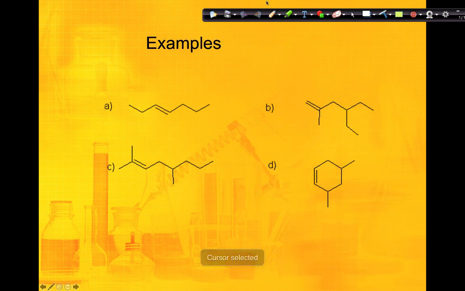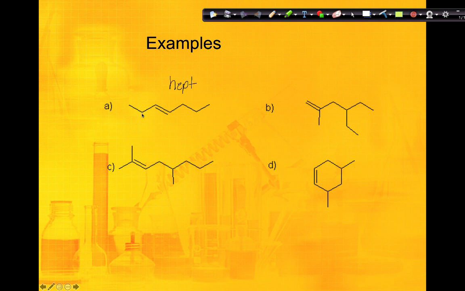All right, so let's look at the first one. So first step, always identify the longest chain. Now this time, when you identify the longest chain, you have to make sure it includes the double bond, because that's what really matters here. So 1, 2, 3, 4, 5, 6, 7. It's just a straight chain, so it's going to be 7. It's heptene. Now we just have to figure out the number for the double bond.